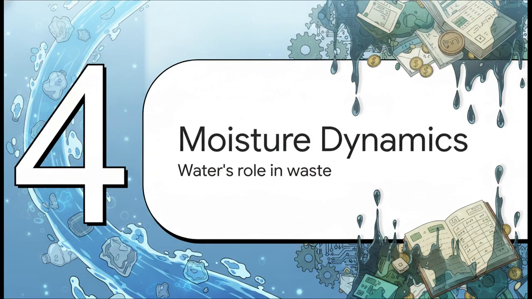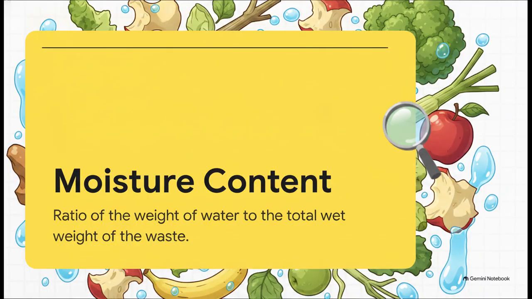Section 4, moisture dynamics and leachate. Let's talk about water's incredibly complex role in our trash. Simply put, moisture content is just calculating how much of the garbage's total wet weight is literally just trapped water.